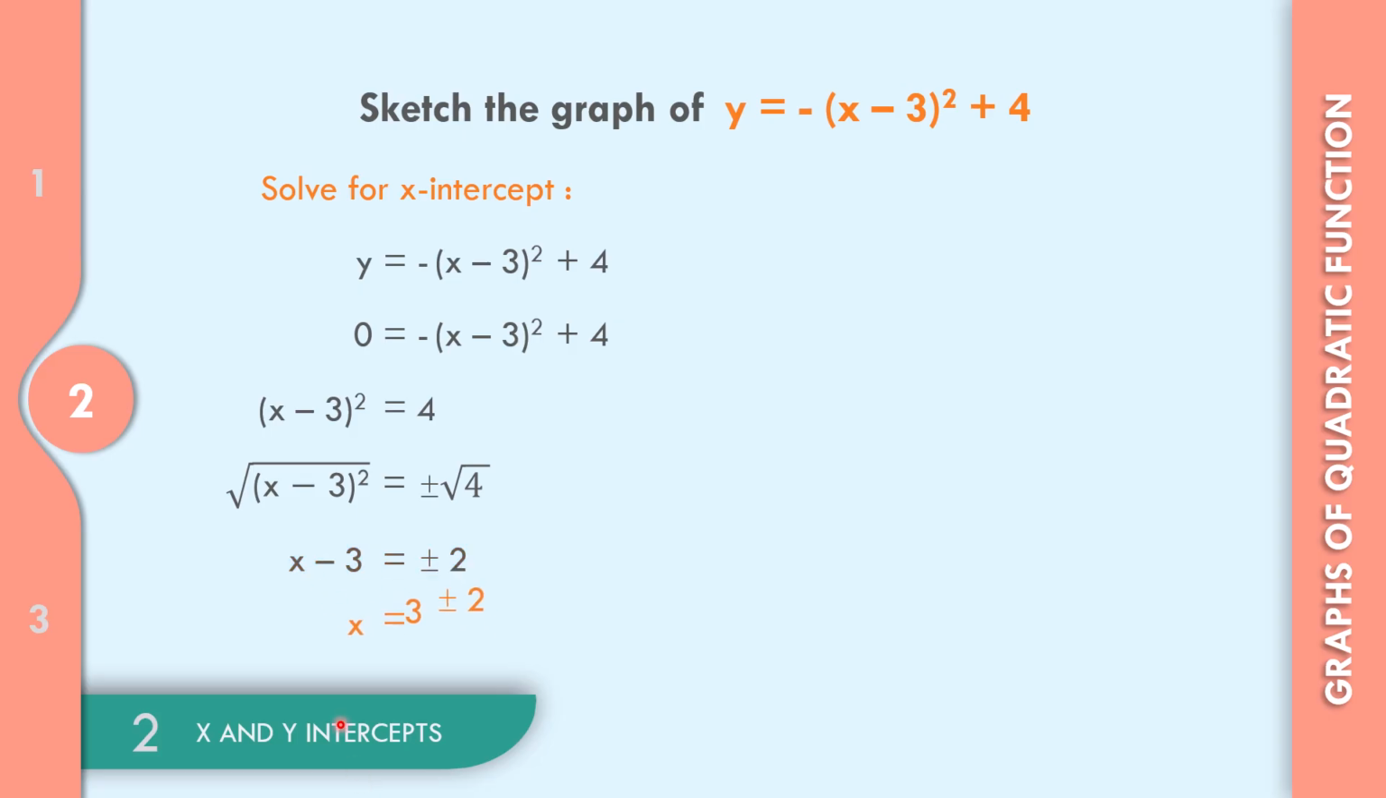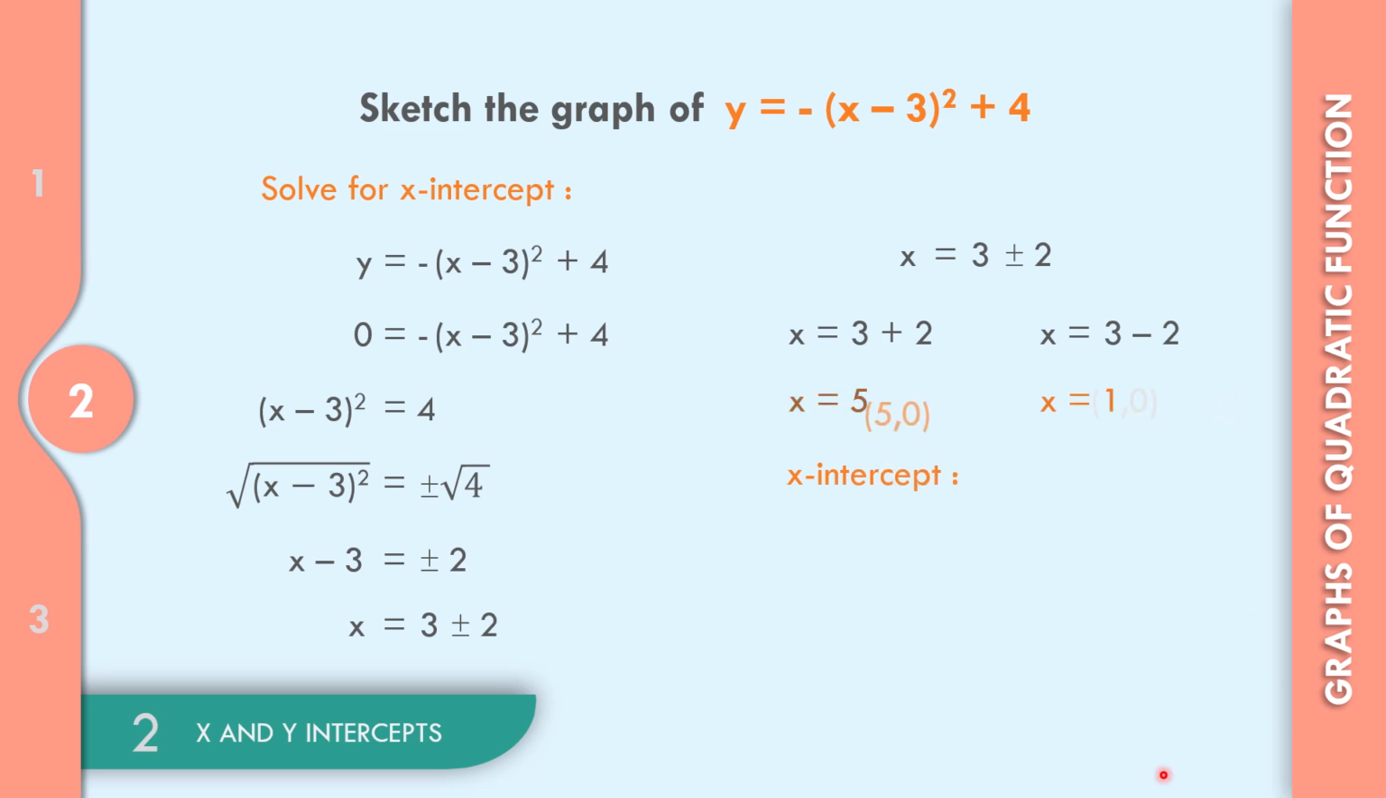Afterwards, let us bring down x. Change the sign of negative 3 going to the right side, that becomes positive 3, and then bring down positive, negative 2. So let us solve now for x. The first one, 3 plus 2, that is equal to 5. The second one, 3 minus 2, that is equal to positive 1. So x is equal to 5, x is equal to 1. So the x-intercepts are 5, 0, and then 1, comma 0.